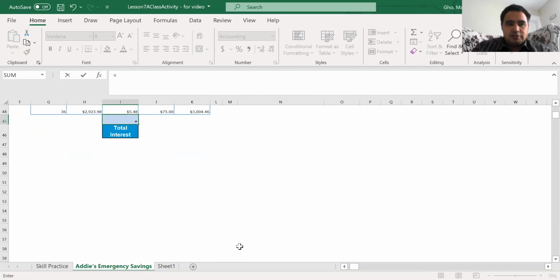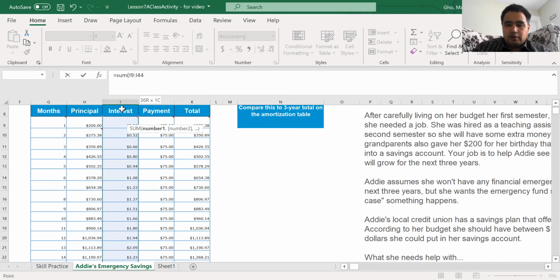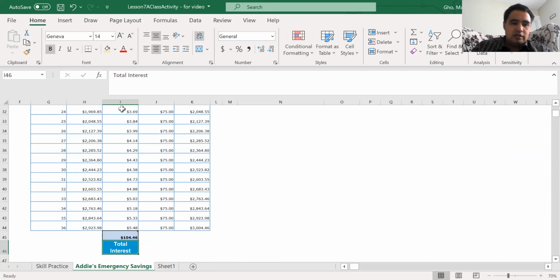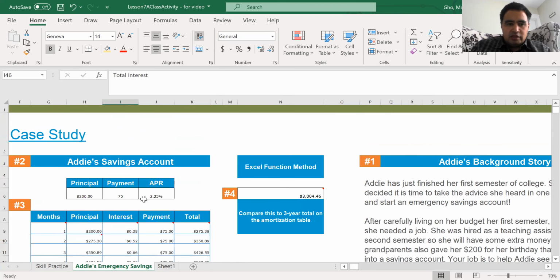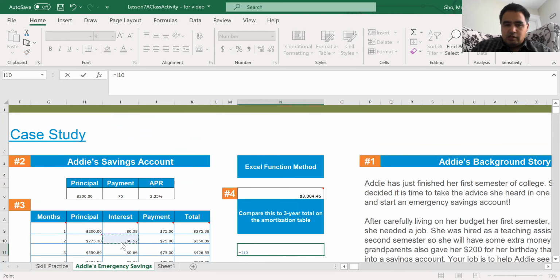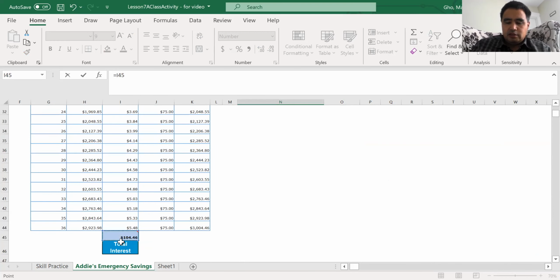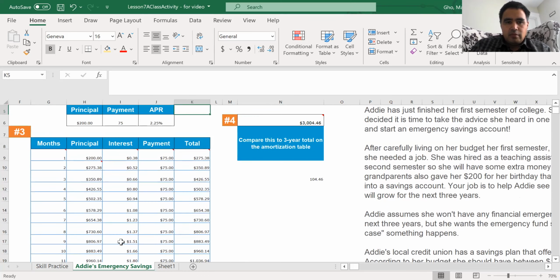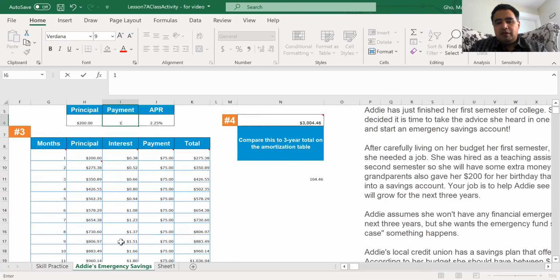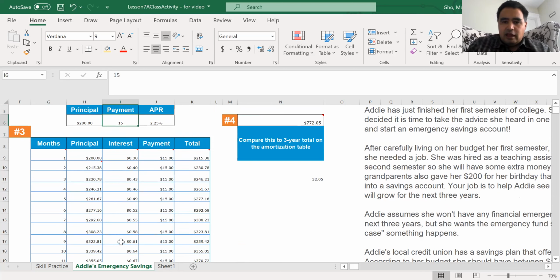If you want to add up all the interest, let's put a sum function, and I'll say shift control up. Oops, there we go. Now you see there's $104.46 of interest. But if you wanted to see what happens, actually, I'm just going to reference that cell right here. So you can see what happens if we start toggling that amount. So if instead of making $75, she makes $15, that's just $32 and a nickel of interest. And she'd only have $772.05 at the end.